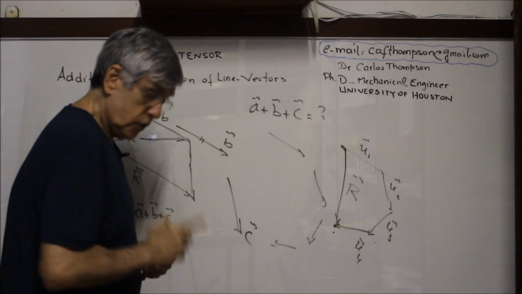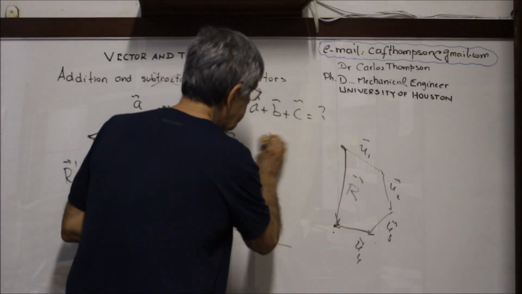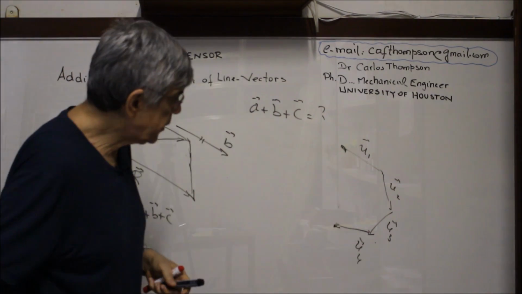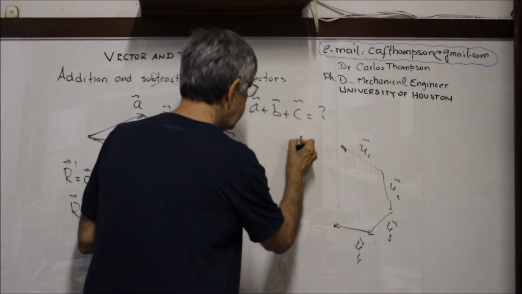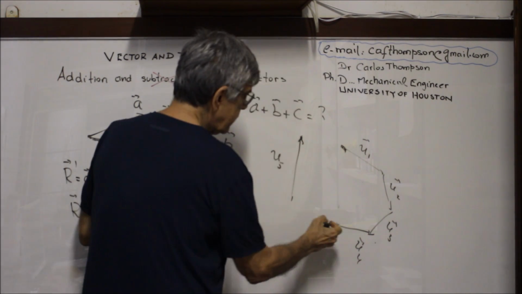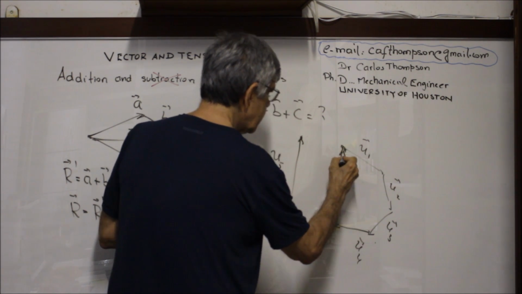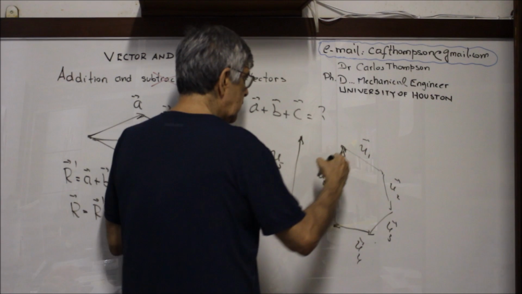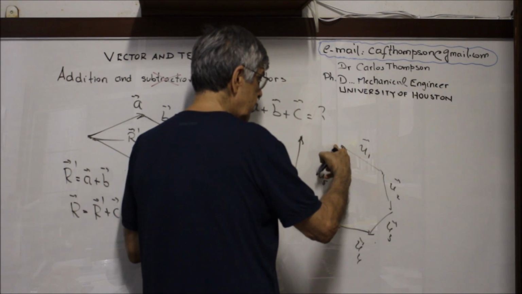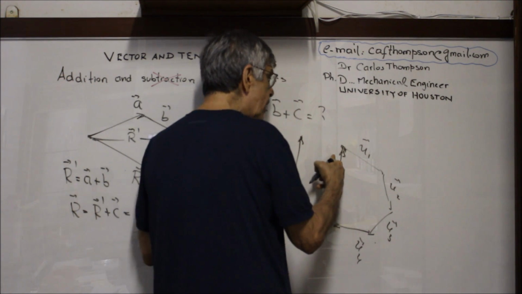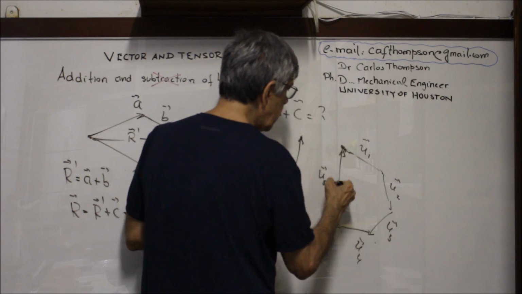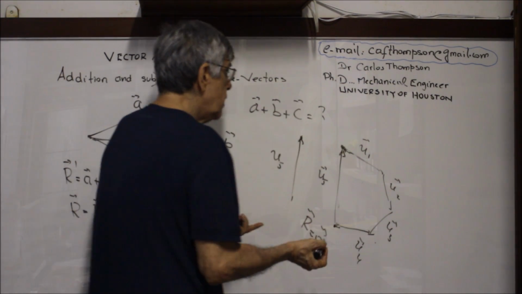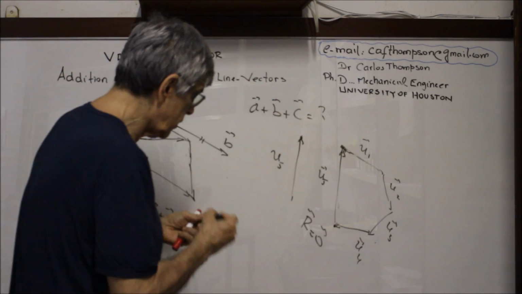Now suppose in this case you have a fifth vector, this one here. This is u5. When you add u5, you are going to close this loop. So the final point of the last vector coincides with the initial point of the first one. In this case the resultant is equal to 0, because you are joining this point with itself. So the resultant is 0.